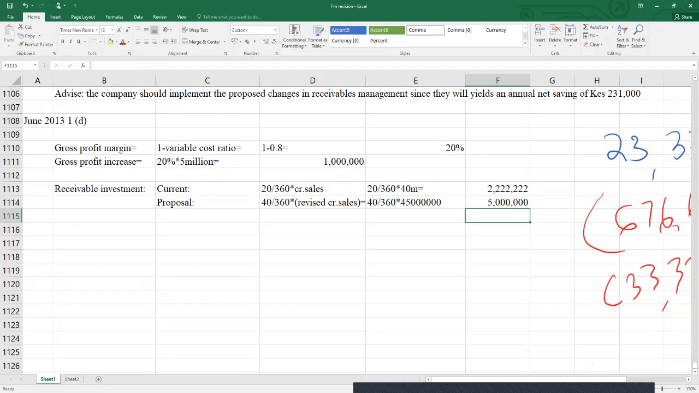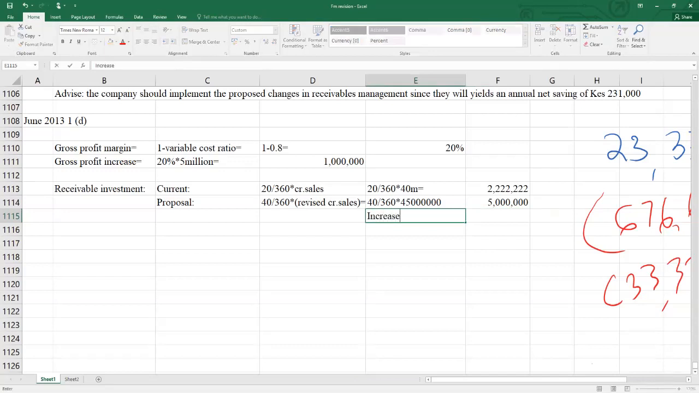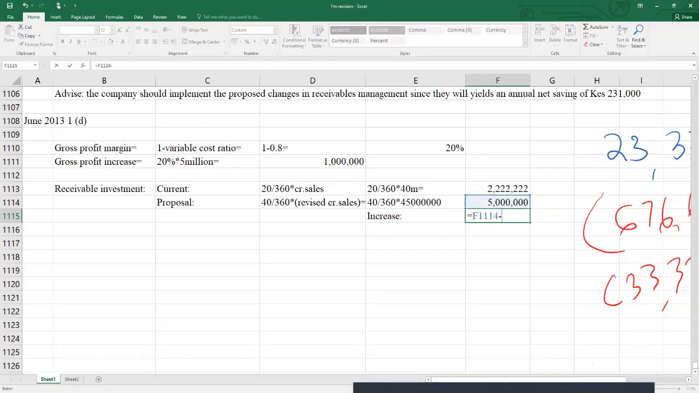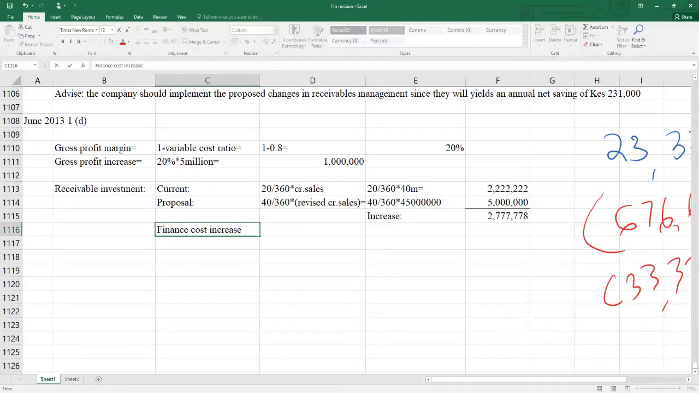You can see the investment in the company is increasing. That means you're going to be borrowing more money to finance this increase. The increase will be equal to the 5 million less how much it was before, and you get 2,777,778. Since this is increasing, there'll be more financing because you're borrowing more money. Therefore finance cost or interest cost increases.